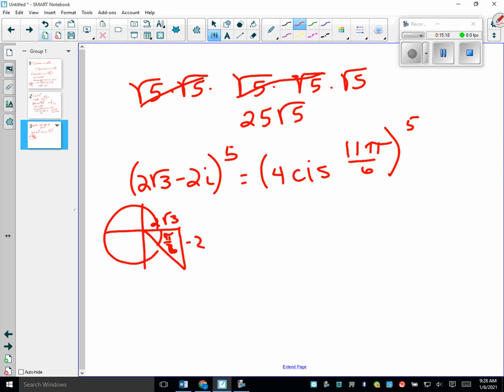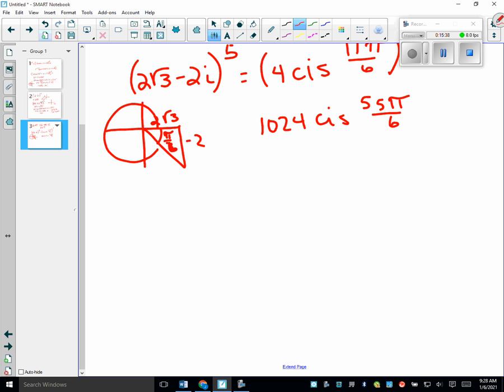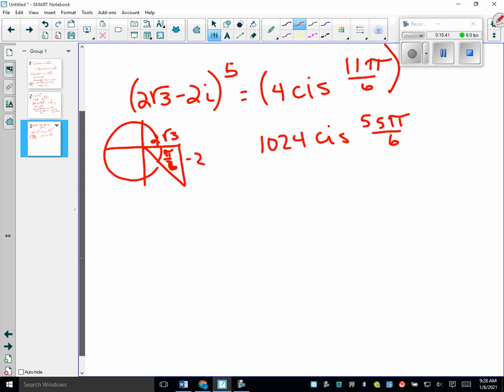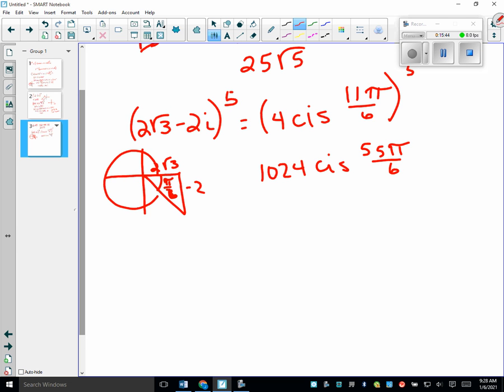Okay. What's 4 to the 5th? 1024. So I have 1024 cis of 5 times 11 pi over 6, which is 55 pi over 6. Is that right? Yeah. Okay, 55 pi over 6. In your calculator, type in 55 sixths, minus 2.